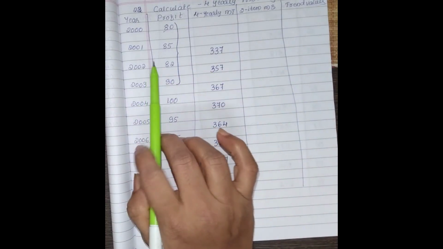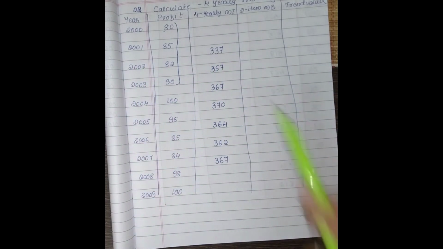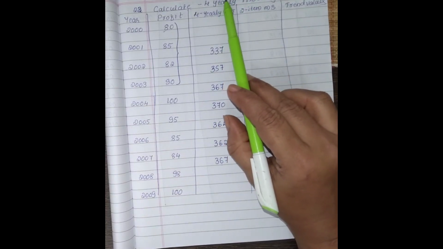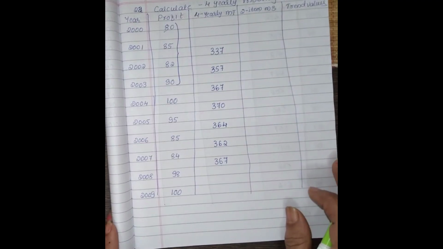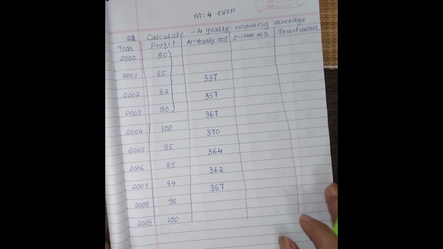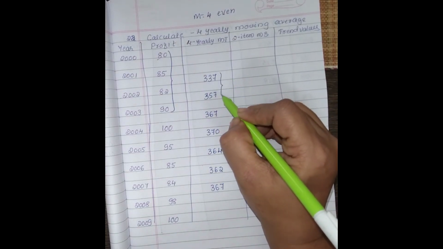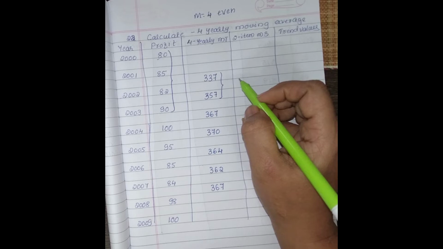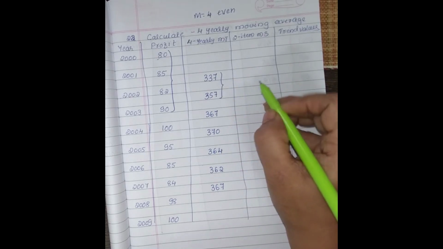When you write in the middle side, the lines come in between. That's why it is better to take it like that when it is an even number. For an even number, when they give 4 yearly in your syllabus, you have to take 4 yearly moving averages like that. Then, for the 2 items, again you have to go on adding the 2 values. Write it in the middle side.